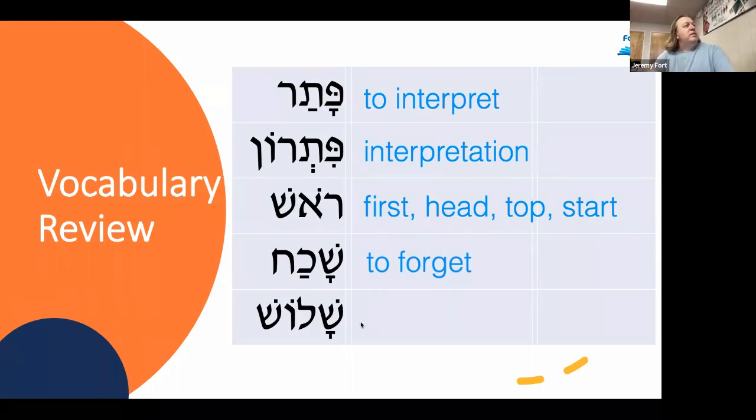All right, Daisy, give me this next one. This is an O vowel. Shalosh. Perfect. And what's a shalosh? I'll give you 3 chances. 3. All right. Here we go.